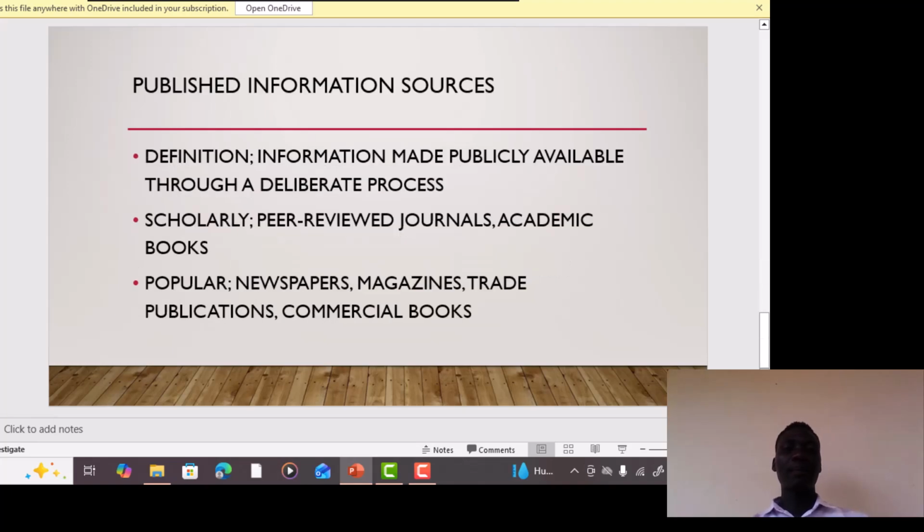Now, looking at published information sources, by definition, it's information made publicly available through a deliberate process. We can group published information into two: scholarly information sources and popular information sources. Under scholarly information sources, we can talk of peer-reviewed journals and academic books. Meanwhile, under popular sources of information, we can talk about newspapers, magazines, trade publications, and maybe commercial books.